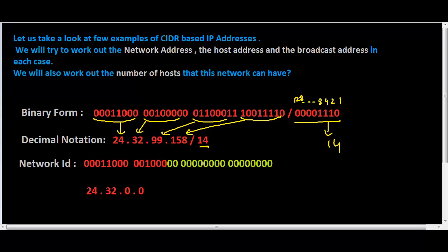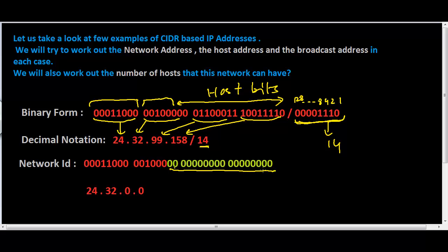Our IP address in decimal notation, and here I worked out the network ID. See, in this case we only have 14 network bits, right? So 14 means what? 8 and then 6 here, right? So these are 6, right? And these last two onwards up till this point, these are the host bits. So what I've done is I've set all the host bits to 0, right?